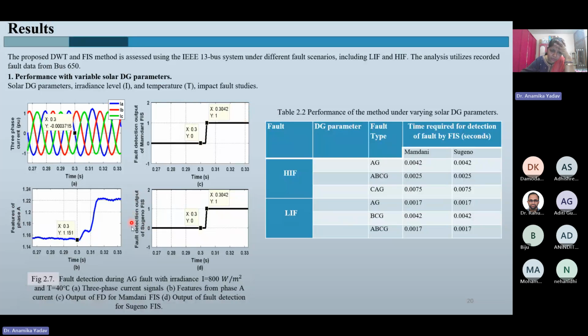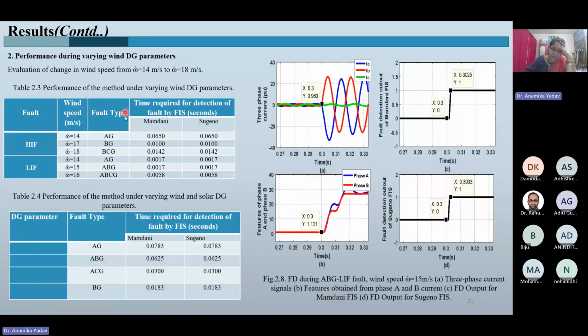Similarly, Mamdani and Sugeno both are able to detect the presence of fault in very less time. This is in seconds, so if I consider it in milliseconds, it is 4.2 millisecond, 2.5 or 7.5. So it is quite less, usually within quarter cycle. So the system is very fast. So that was for one case.